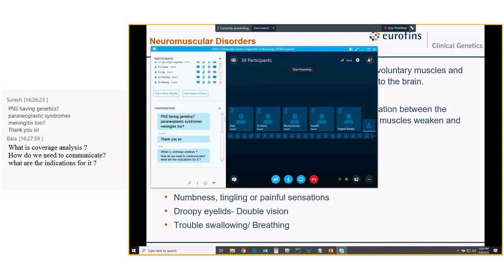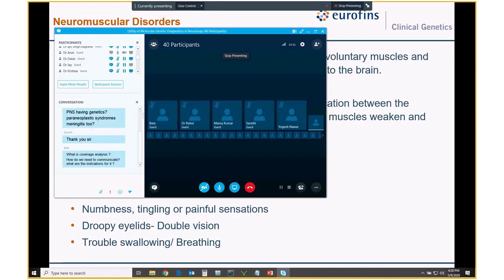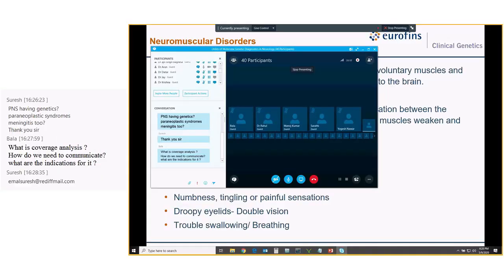Okay, what is coverage analysis? How do we need to communicate? What are the indications for this? So Dr. Bala, you're asking essentially on target versus off target coverage. It's a bit more of a technical thing. It's not directly clinical. So essentially it shows you how much of your actual region was covered. Now what happens here is, like I said, these are all probe based exomes. So whether the probe is covering the region or not is critical for you to know, because that impacts the quality of the data. Very often you get gene-wise coverage or probe-wise coverage as well.